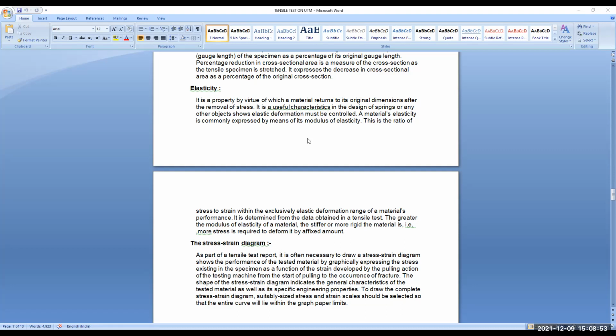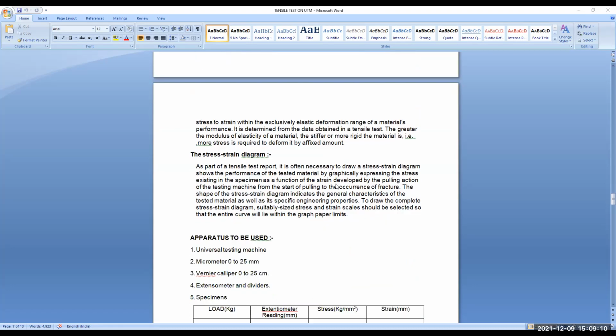Now, every material has a certain strength to show elasticity up to a certain limit. The stronger the material, the more elastic it is, and the higher will be its modulus of rigidity and modulus of elasticity. Next, stress strain diagram.